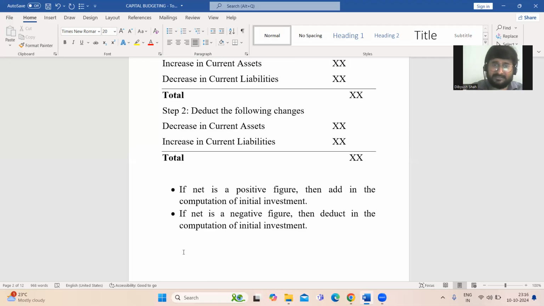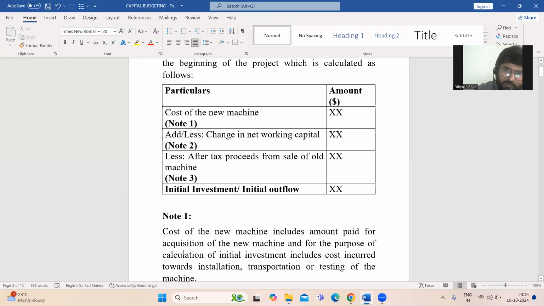And if net is a negative figure, then it's not actually an outflow. You are saving some cash. So it should be deducted from the calculation of initial capital. So if you look at it, we have discussed just 2 steps out of this. First, and I have to keep on emphasizing, once your concepts are clear, then nothing is there. Remember, CMA, as I keep on emphasizing, is not about where you can memorize the formula, solve 50 questions and go. No, you need to understand the concepts and then implement those concepts in the numericals and case studies.